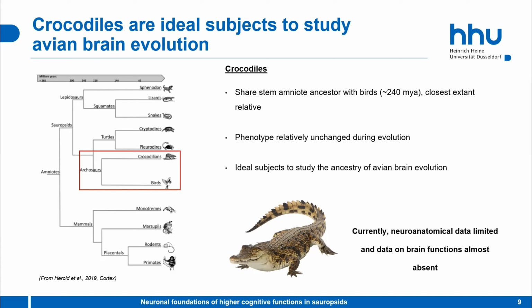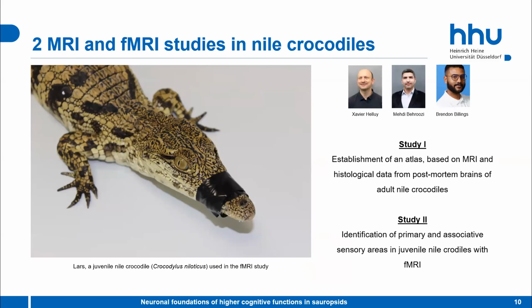So we decided a couple of years ago to fill this gap, at least a little, by performing two studies in Nile crocodiles. And with "we" I mean my colleagues Xavier Lü and Mehdi Behrozi, and most importantly, Brendan Billings, who is situated in Johannesburg. The first study was a basic MRI atlas study in combination with histological analysis, where we tried to identify different brain areas in the crocodile brain in adult post-mortem Nile crocodiles.